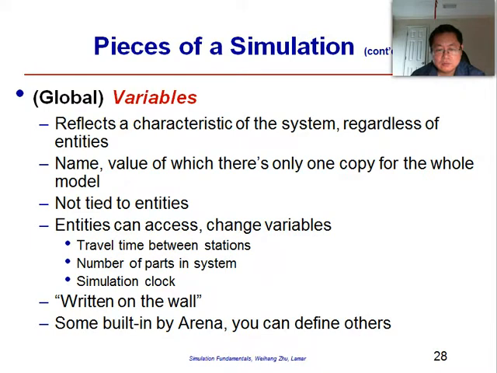Global variables describe something for the whole system. They are not tied to just one entity. The simulation clock is a global variable. It tells us the current time.